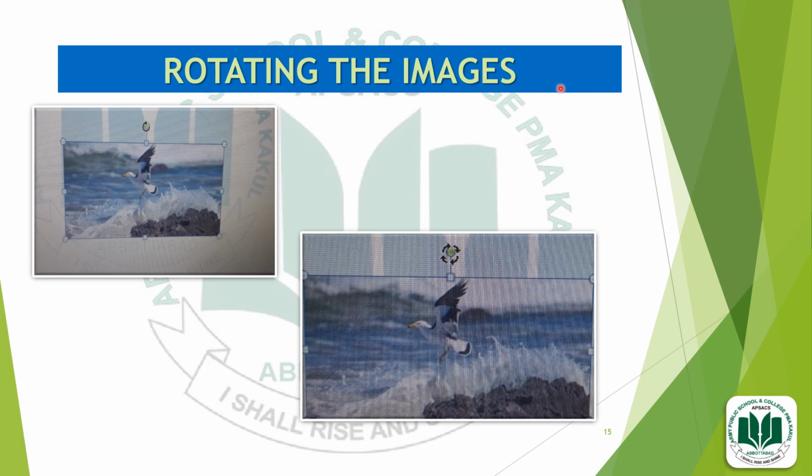Rotating the image. Click on the picture. Click the rotate icon, this one, which is a green circle located at the top of the picture. The cursor will turn into a circular arrow. Drag depending on how much you want it to rotate. The picture has been rotated. Now I will show how the picture has been rotated in the next slide.